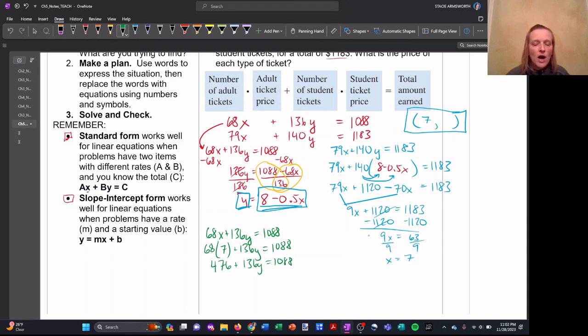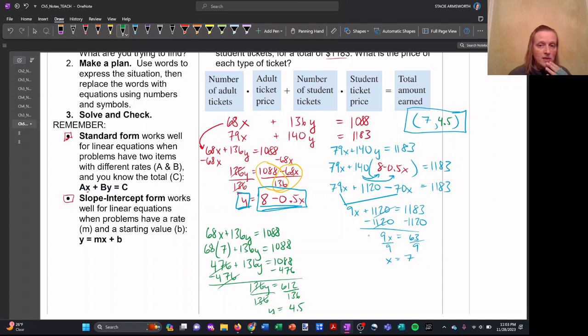And now to get y all by itself on one side of the equation, I need to do reverse PEMDAS. I'm going to get rid of that 476 by subtraction. 136y equals 612. And to get y all by itself, I'm going to get rid of the 136 by division because that's the opposite of multiplication. And I get as my final y value 4.5. So I can now complete my ordered pair. 4.5 is the correct y value.